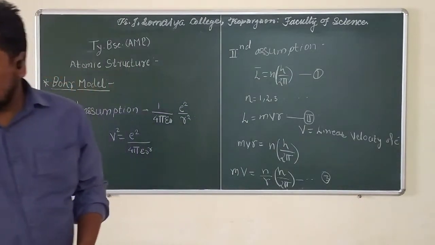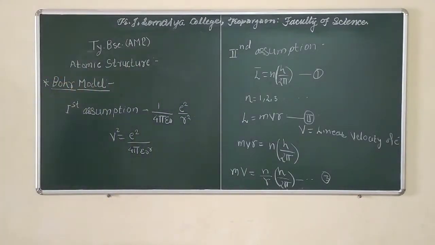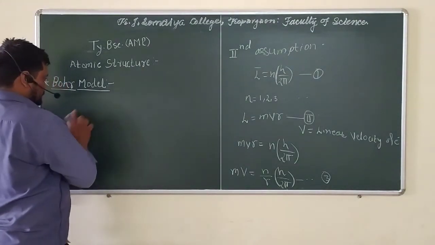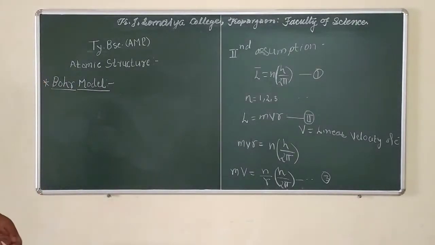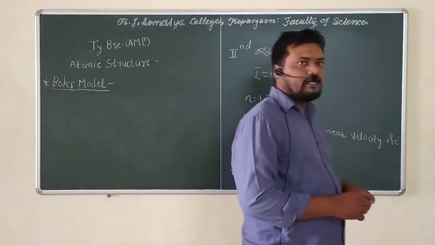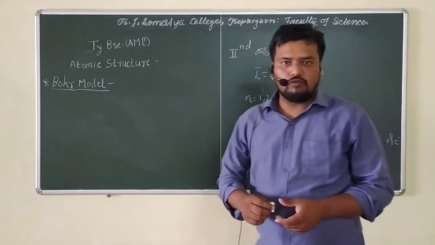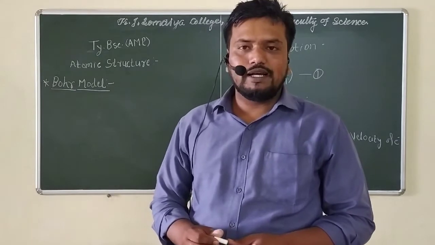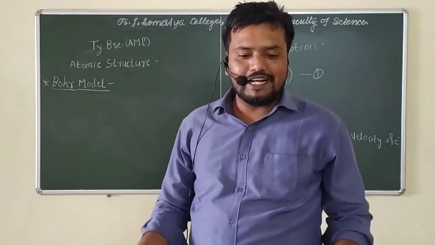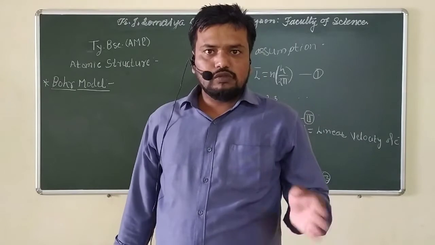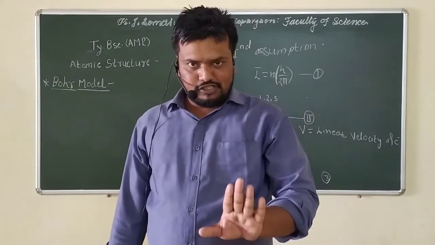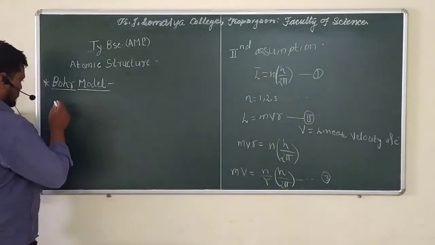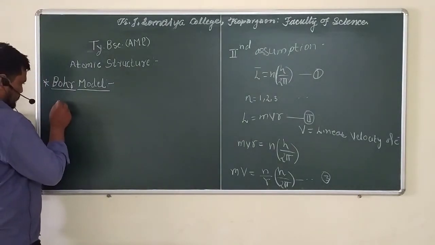Now today we want to start the third assumption of the Bohr model. In the third assumption, an electron jumps from a higher energy orbit to a lower energy orbit, and the frequency of emitted radiation is directly proportional to the difference between the two energy states. Let us see the statement of the third postulate.